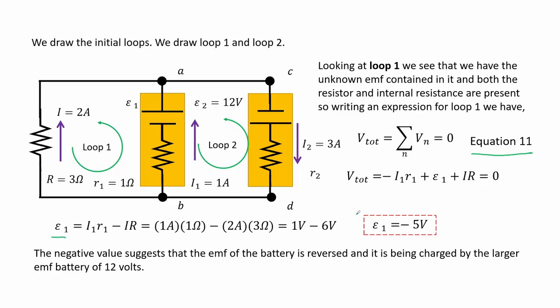The negative value suggests that the EMF of the drained battery is reversed and it is being charged by the larger EMF battery of 12 volts.